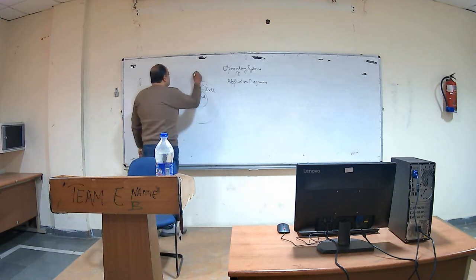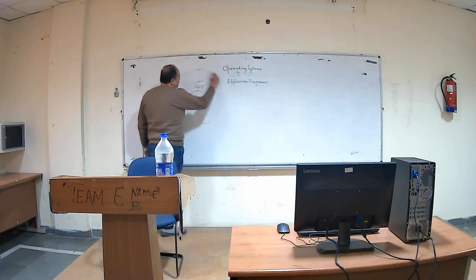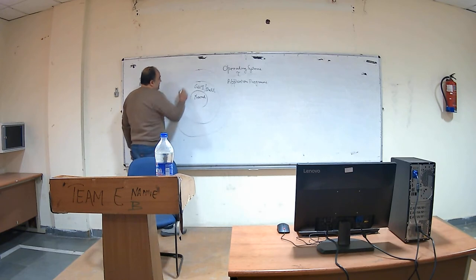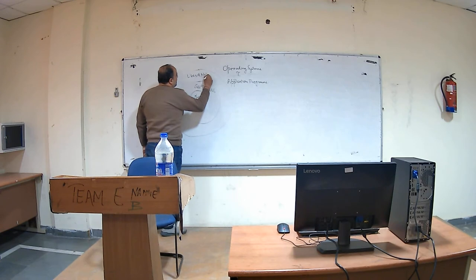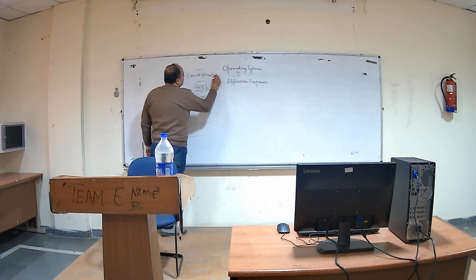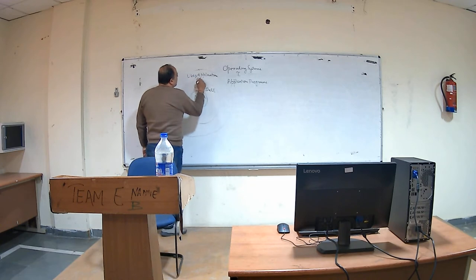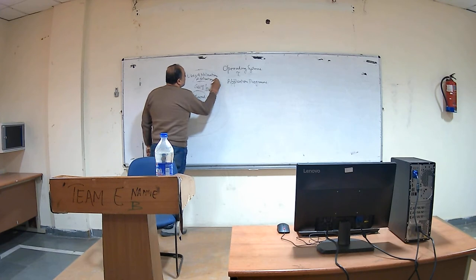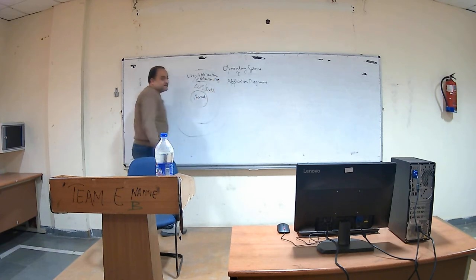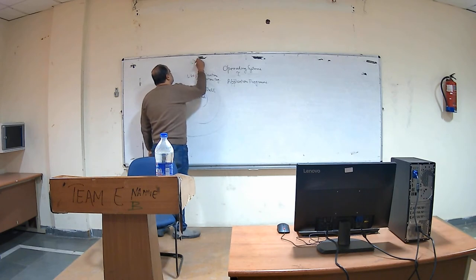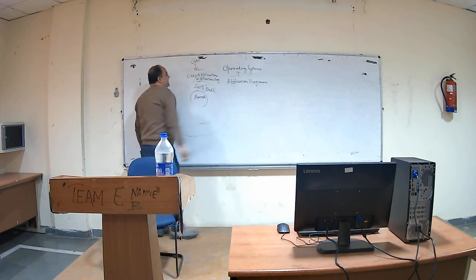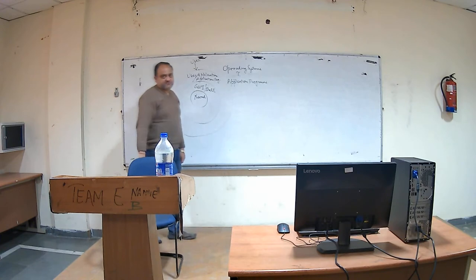After this, there is a third layer, and that layer is of user applications, which we also call application programs. Okay. So this formed the third layer. And on top of that, there was the user which was interacting with these application programs.